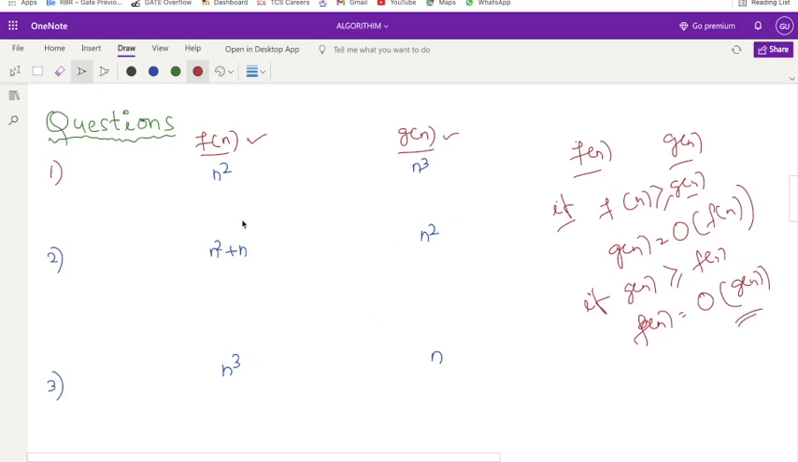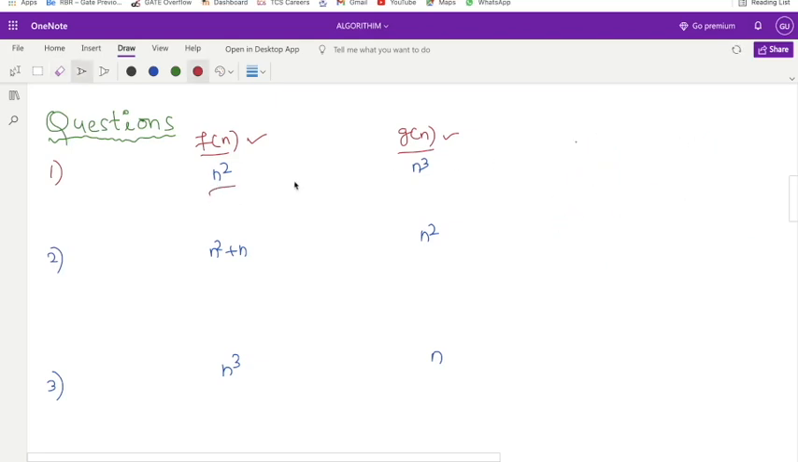In all these questions, we need to find out which one is the greater function so that we can represent one in terms of the other. Like we can represent one function with the big O of another function. Basically we are comparing two functions. So let's solve these questions. Which function is greater and which function is smaller?